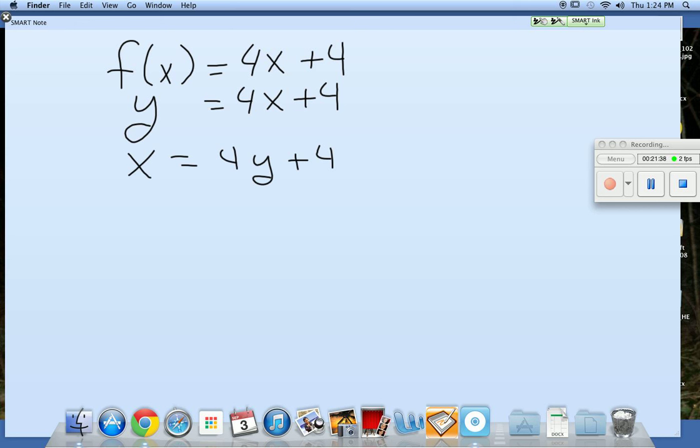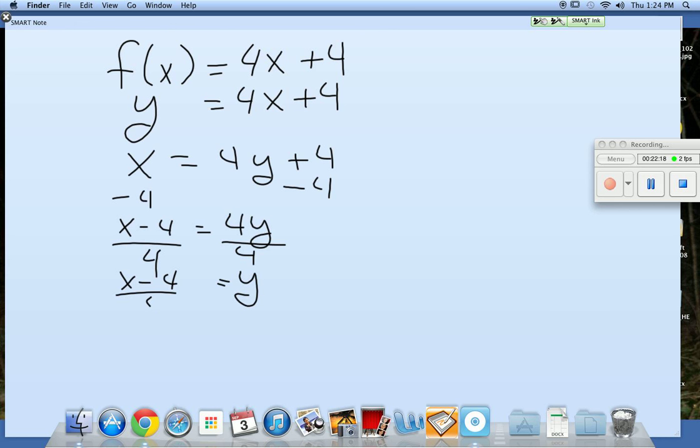So the first thing we have to do is get rid of this 4. Minus 4 both sides. x minus 4 equals 4y. So next thing we got to do. What do we have to do next? We want to put y by itself. So what do I have to do? Divide by 4 both sides. So we have now y equals x minus 4 over 4.